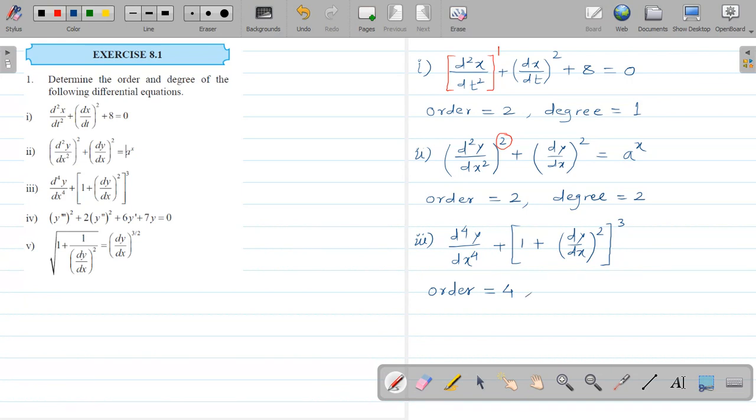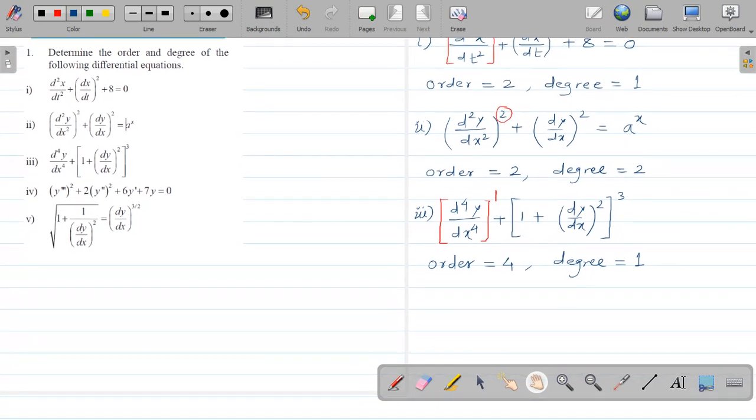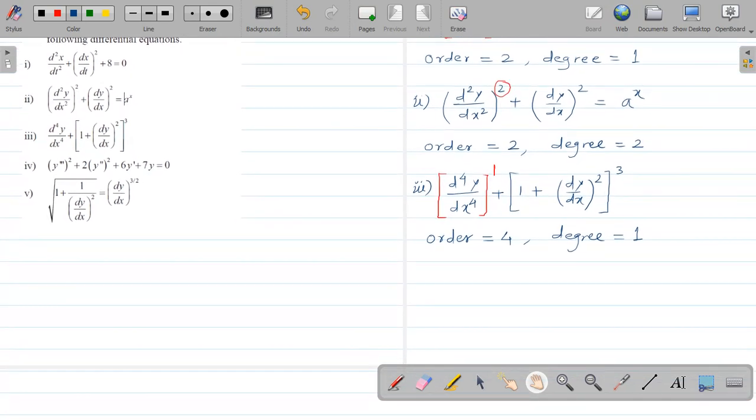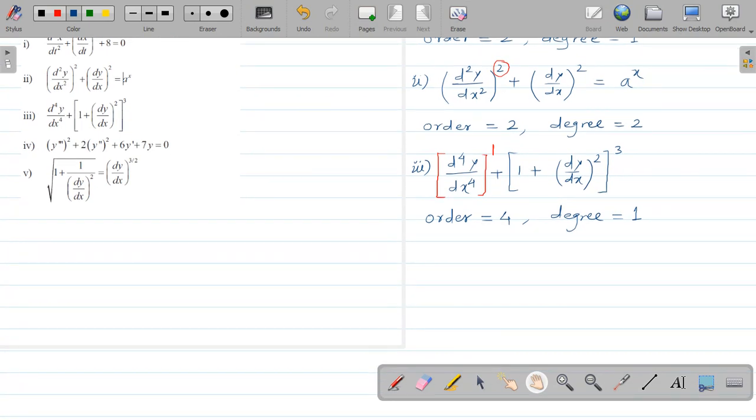And now to determine the degree, we have to observe the power of highest order derivative. Now here it is highest order derivative, its power is not given. Not given means it will be 1. So the degree is 1 because there is no any fractional or negative index. Okay, so order is equal to 4 and degree is equal to 1. So very simple.